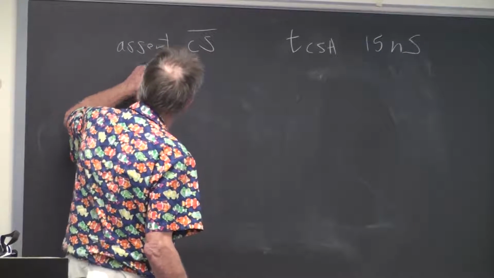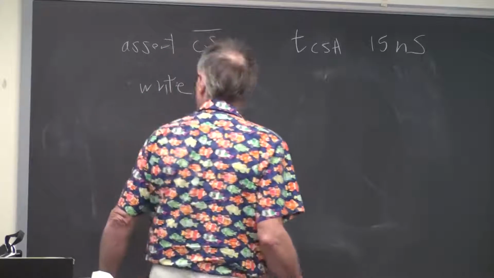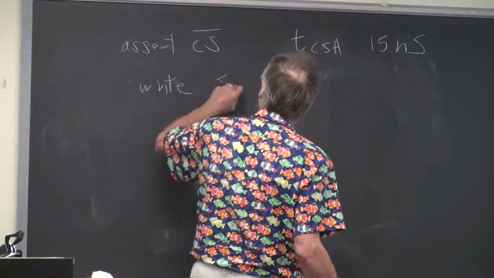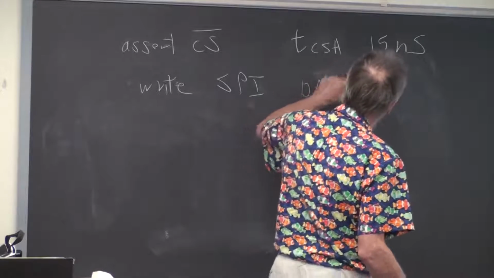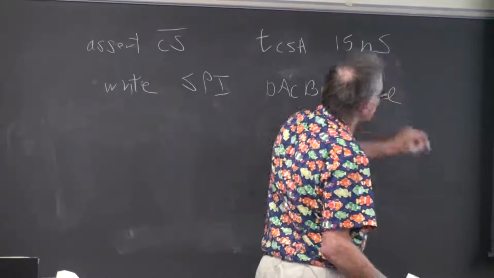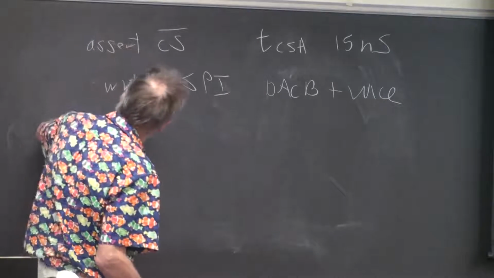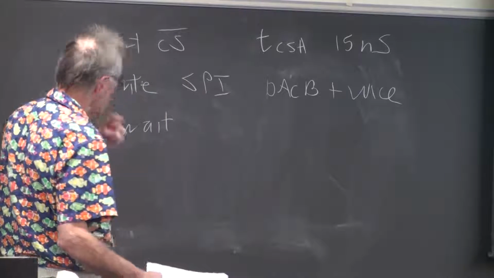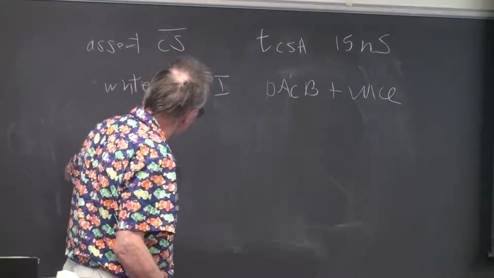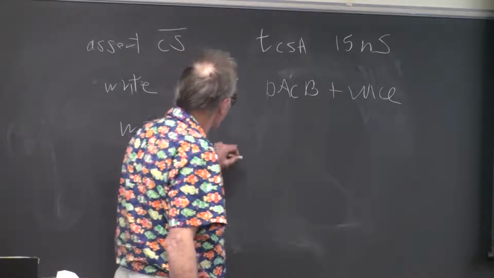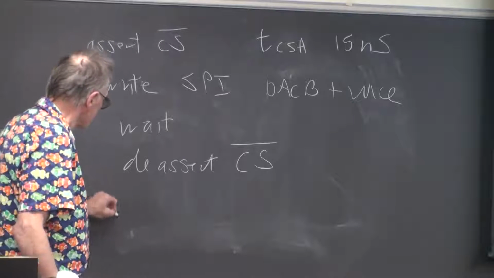Then we're going to write to the SPI with DAC B control plus voice. Wait till it's done. Deassert chip select and exit.